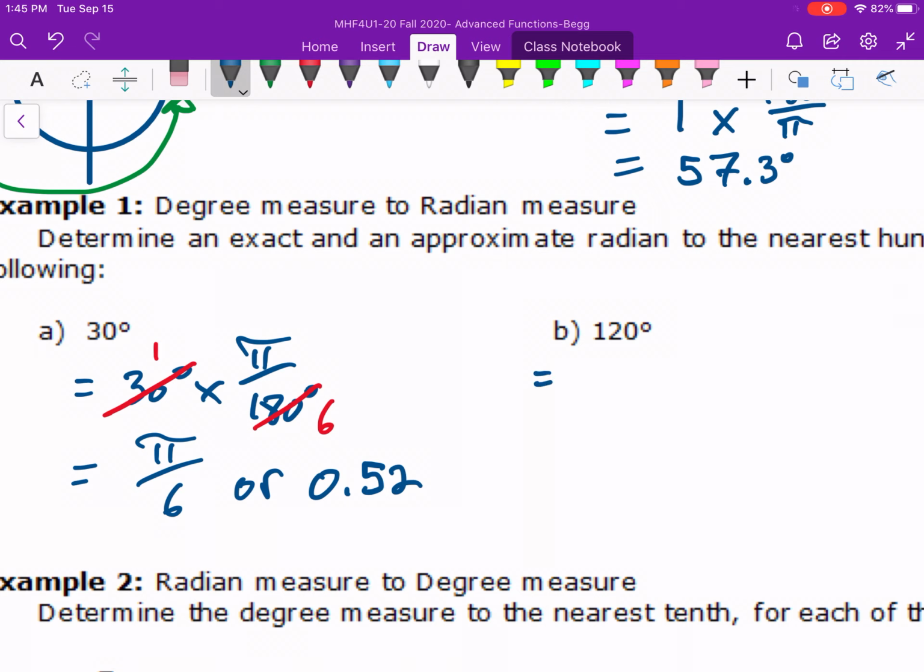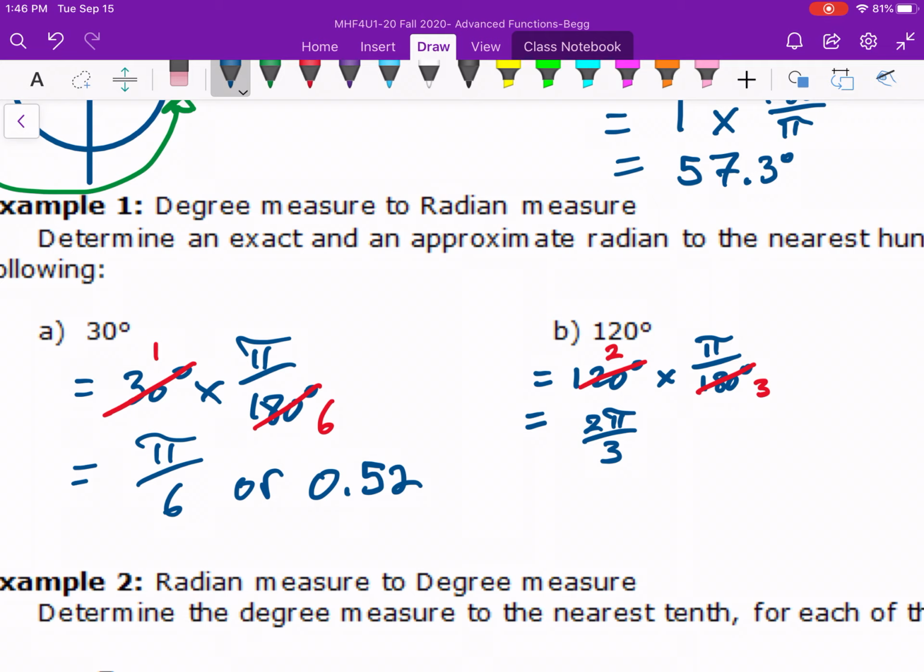120 degrees. Just to predict a little bit, if we know that 1 radian is approximately equal to 57 degrees, then we would expect that 120 degrees is going to be approximately equal to 2 radians, right? But to get a more precise answer, again, I can reduce this. 60 goes into 120, I get 2. 60 goes into 180, I get 3. So I end up with 2 pi over 3 radians.